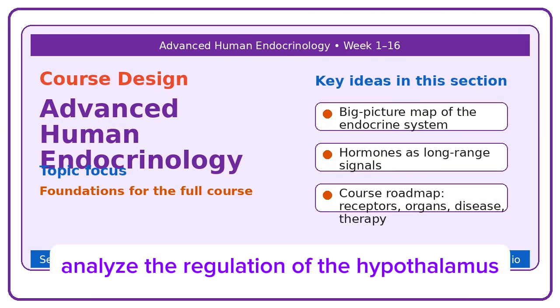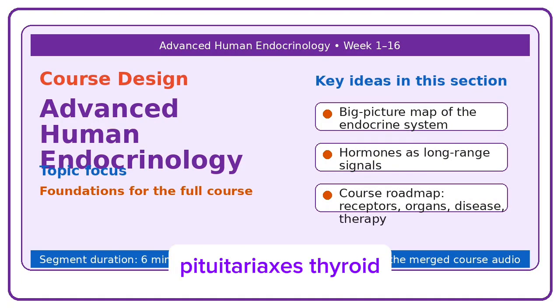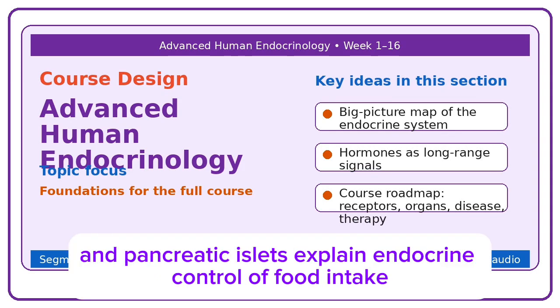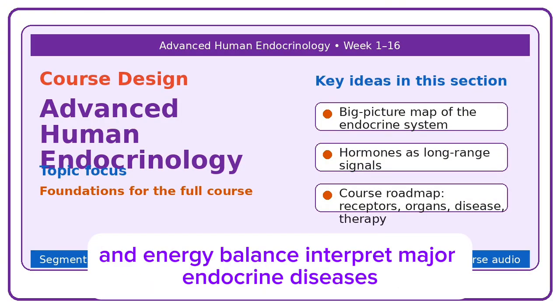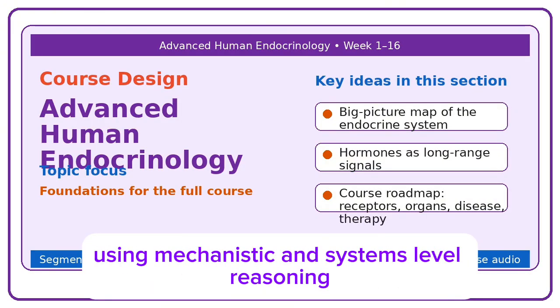Analyze the regulation of the hypothalamus-pituitary axes, thyroid, adrenal glands, gonads, and pancreatic islets. Explain endocrine control of food intake, body weight, glucose homeostasis, and energy balance. Interpret major endocrine diseases using mechanistic and systems-level reasoning.